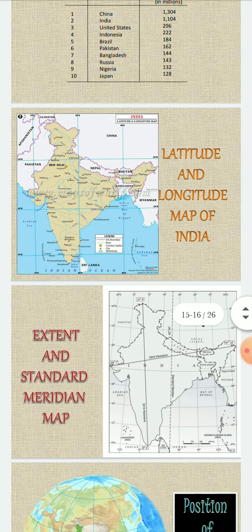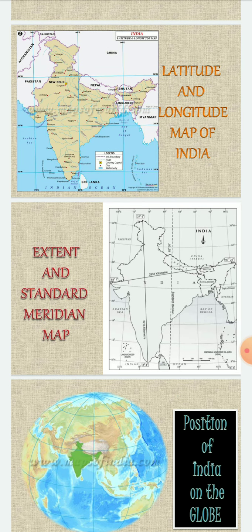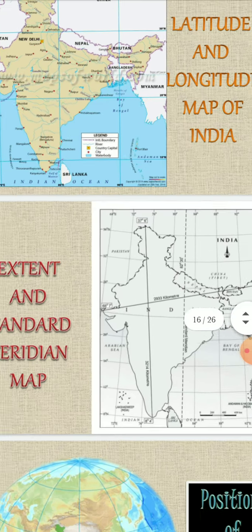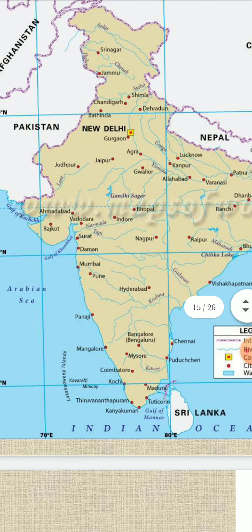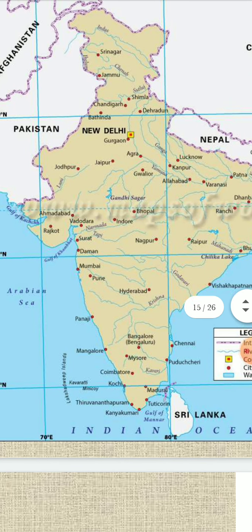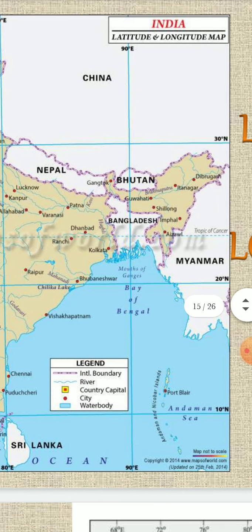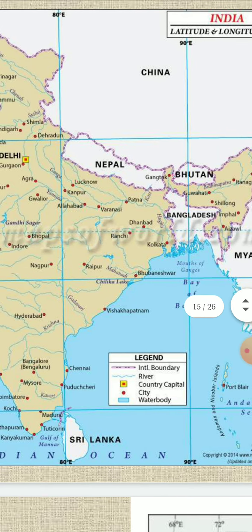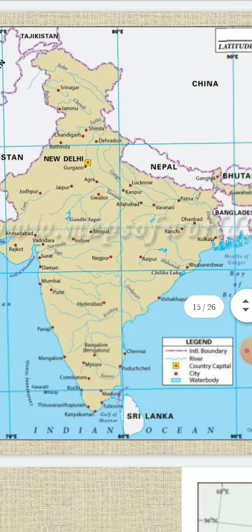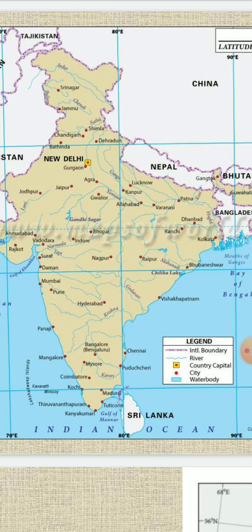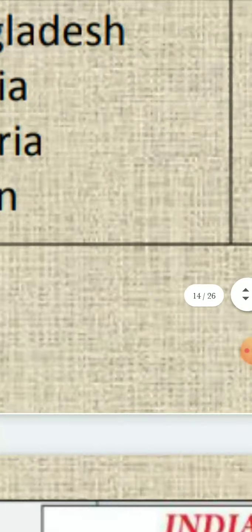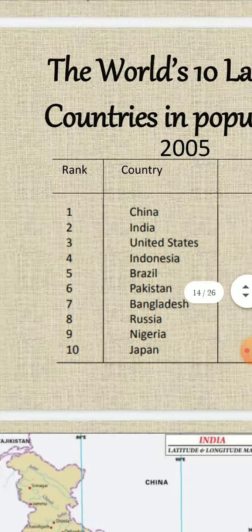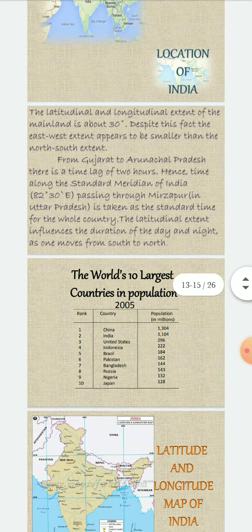Latitudinal and longitudinal map of India. So you can see the latitude and longitude that we discussed earlier. From here you can see from Gujarat to Arunachal Pradesh, the time lag is around 2 hours. So we take the standard time of Mirzapur as the standard time for the country.